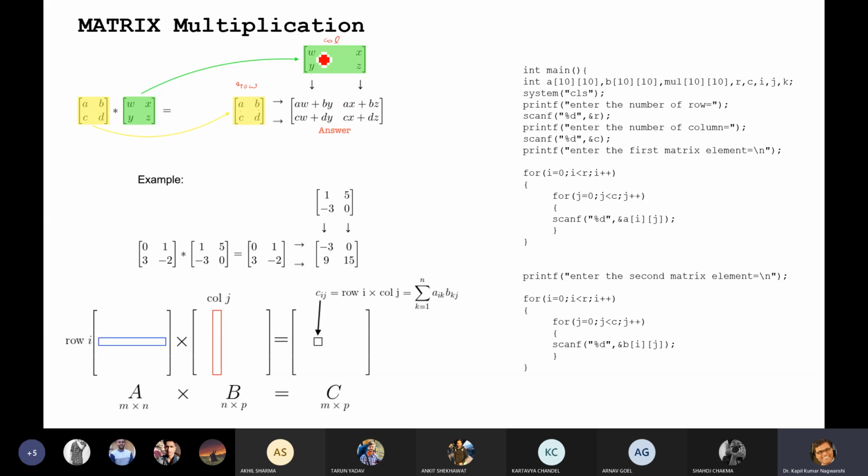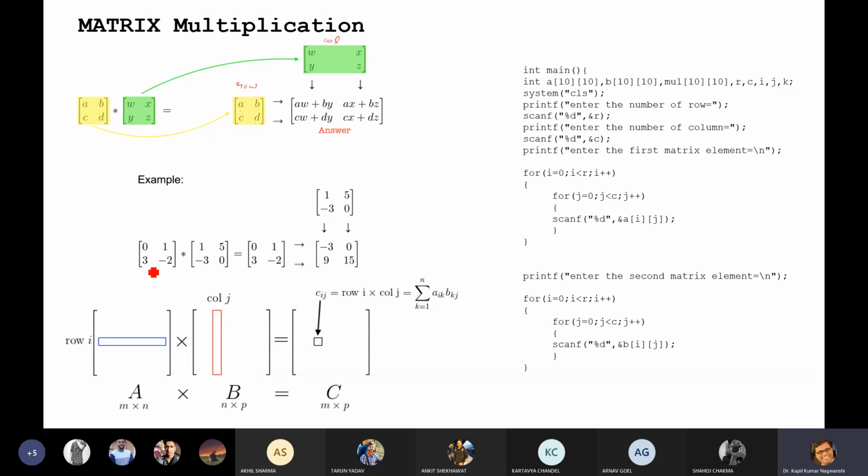Then c is multiplied by w and d is multiplied by y. Similarly, c is multiplied by x and d is multiplied by z. So this will give you the second row. So this is the computation. This is the important part.